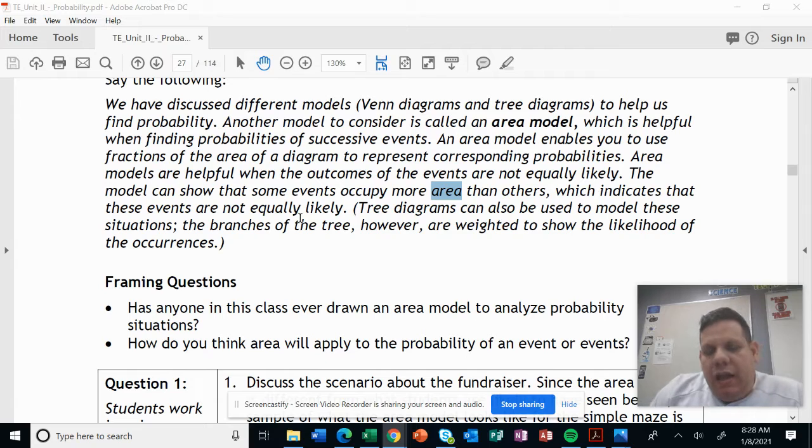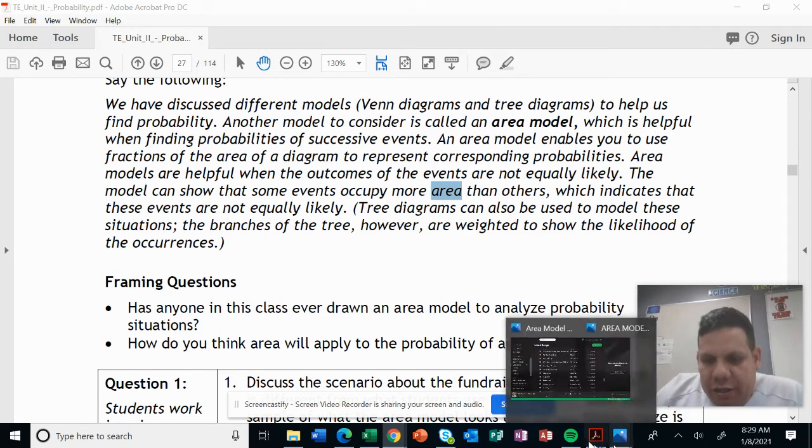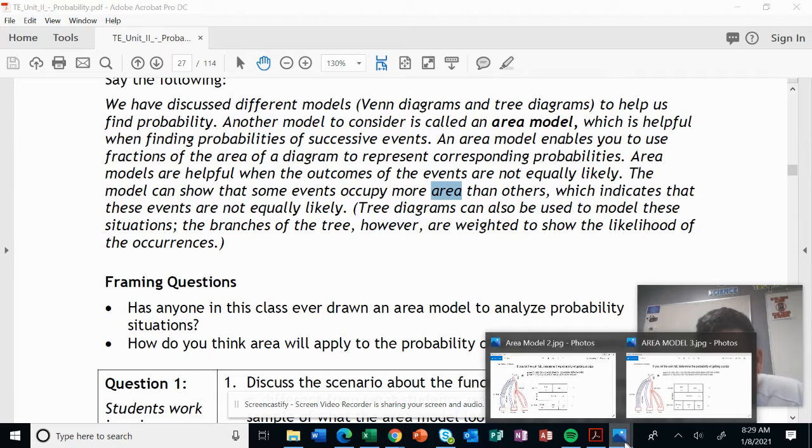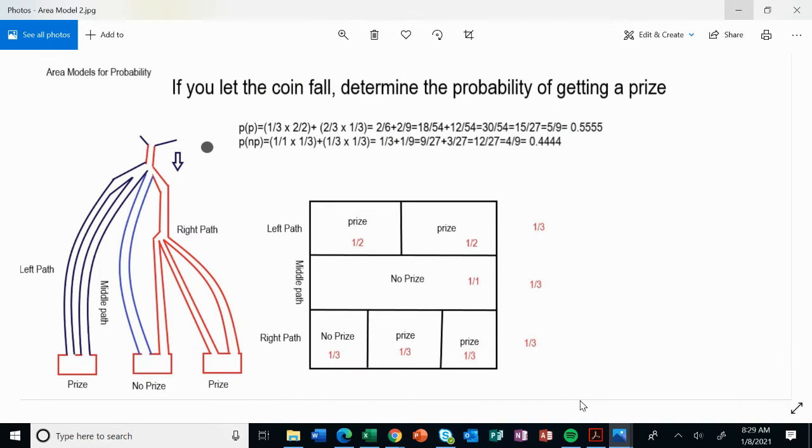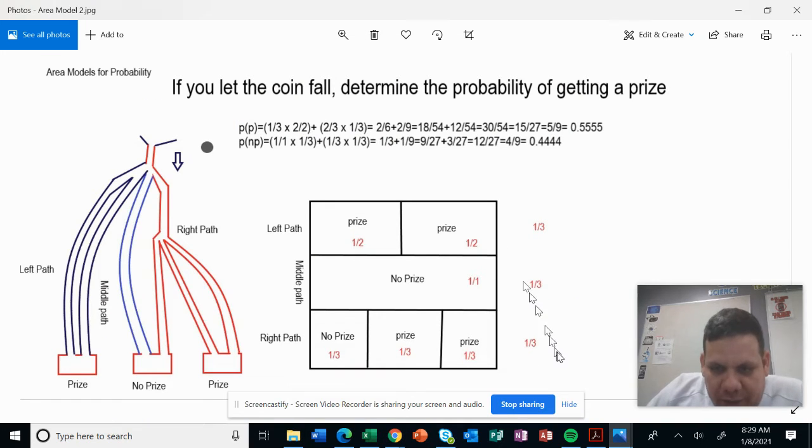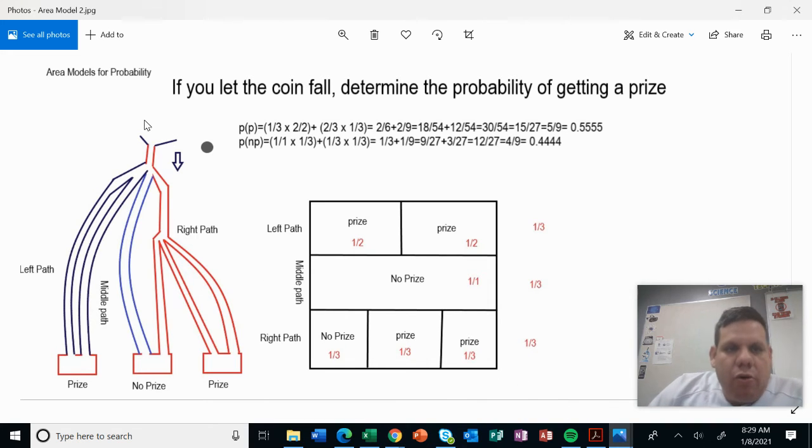Okay, to do that, I will start with an example using just the area model, and then we will cover the same example using the tree diagram. Okay, so you can see what is the difference between one and another. So I have a couple of pictures with me. This is the first one. This is the area model for this situation. Okay, area models for probability is the topic.